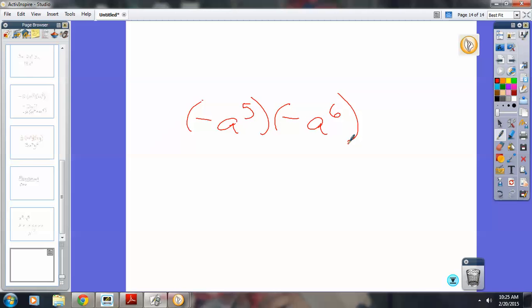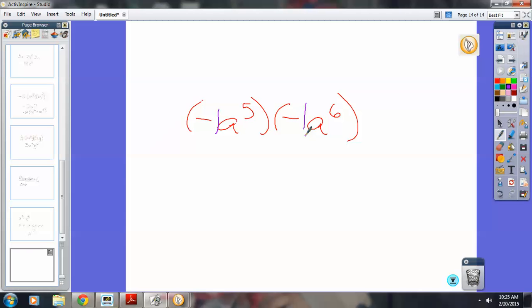This is a problem where we're multiplying negative a to the 5th times negative a to the 6th. How do I know I'm multiplying? Parentheses. Parentheses side by side tell us that we're multiplying. What are my coefficients? Negative 1. There's understood to be a negative 1 in front of that a to the 5th and a negative 1 in front of that a to the 6th.